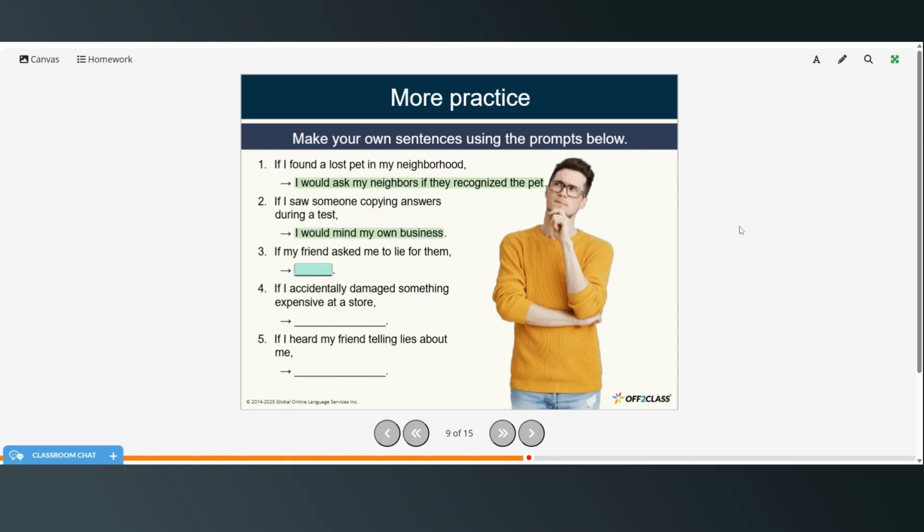If my friend asked me to lie for them, I wouldn't do it. If I accidentally damaged something expensive at a store, I would offer to pay for it. And if I heard my friend telling lies about me, I would ask her why she said those things.